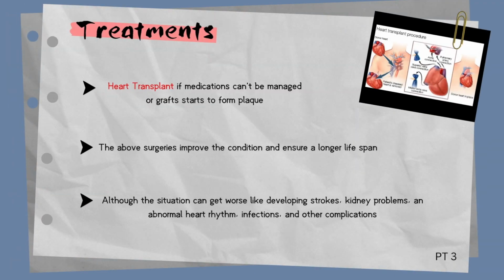And there's heart transplant if medications can't be managed or the grafts, new blood vessels, start to form plaque. Not only will these surgeries improve the condition, but they also ensure a longer lifespan. However, there's always a risk to things, and that being said, the patient could develop strokes, kidney problems, abnormal heart rhythm, infections, and other complications.